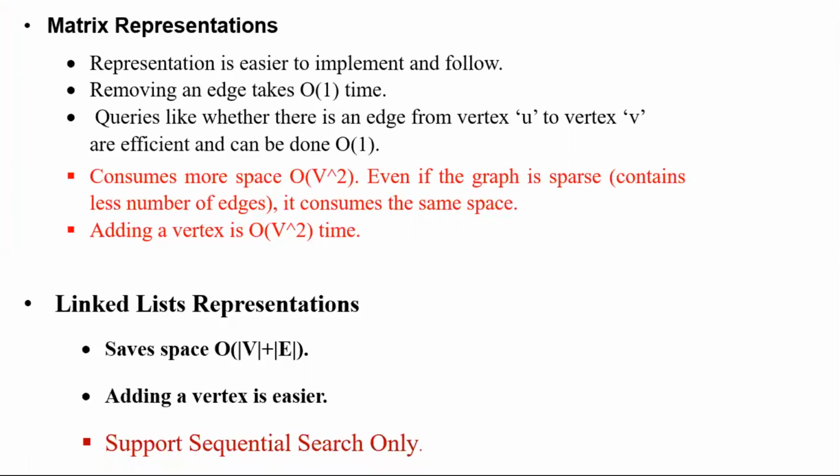In the linked list, adding a vertex is easier. In the matrix representation, removing an edge takes big O time. Queries are faster and searching. Linked list supports sequential search only. This is one drawback of using linked list representation.